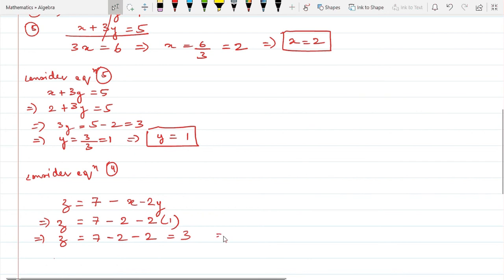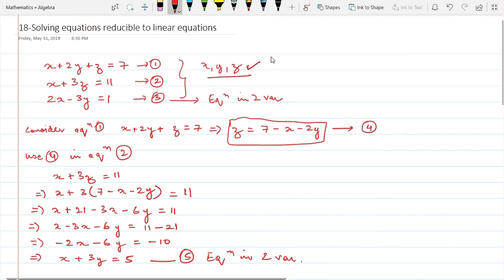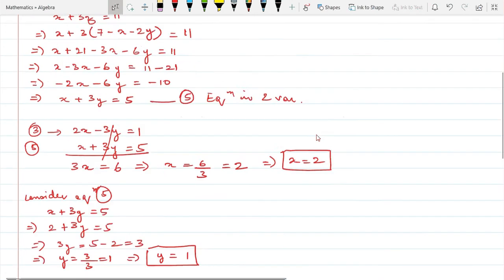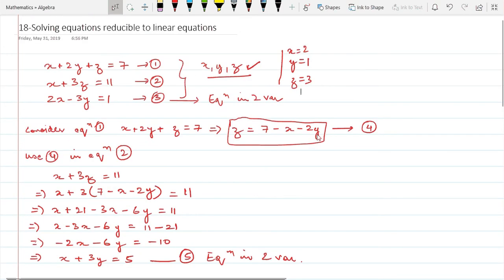What I have is x is equal to 2, y is equal to 1 and z is equal to 3. Now let us plug in these values and verify. Now what we have is x plus 3z is equal to 2 plus 3 into 3, that is 11, and this is right. I used equation 2.